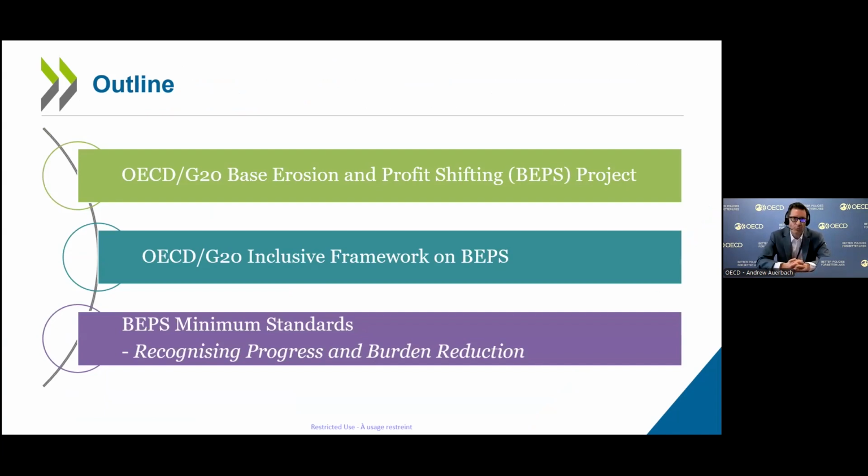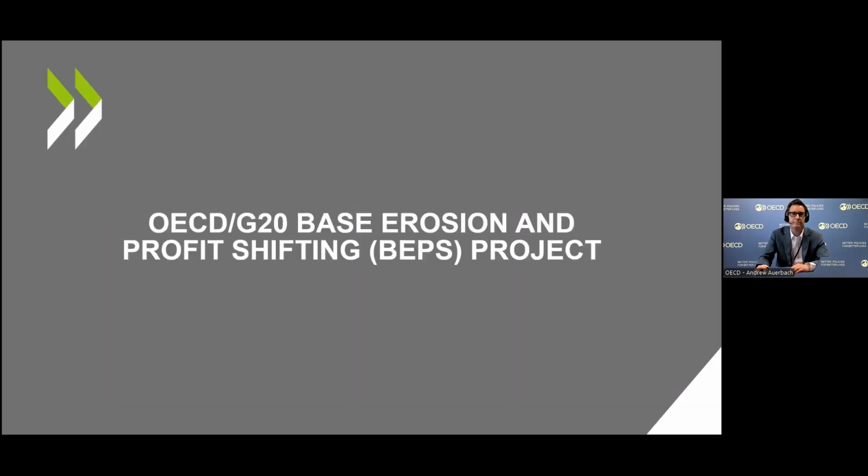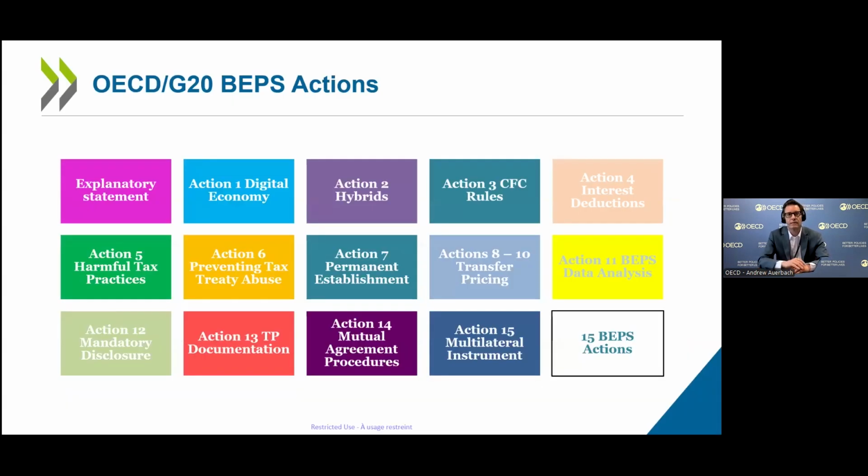This presentation will provide some background on the OECD Base Erosion and Profit Shifting Project, what the Inclusive Framework on BEPS aims to achieve, and finally, the progress and burden reduction relative to the BEPS minimum standards. The BEPS project centers on 15 BEPS actions, equipping governments with rules and instruments to help ensure that profits are taxed where economic activities generating them take place and where value is created.